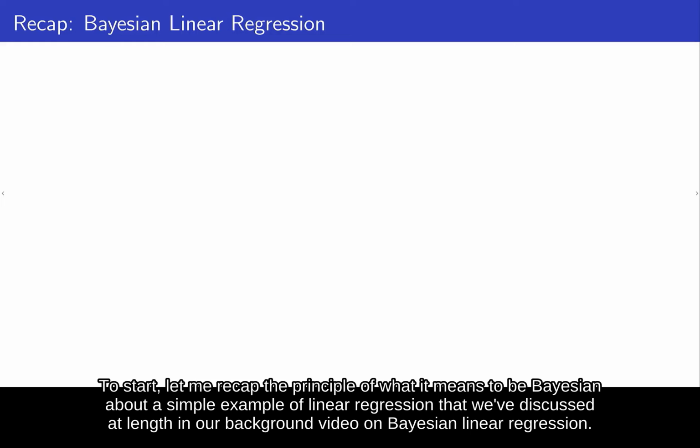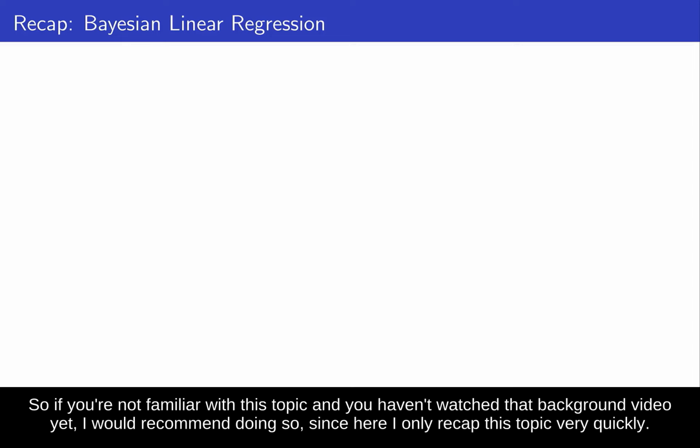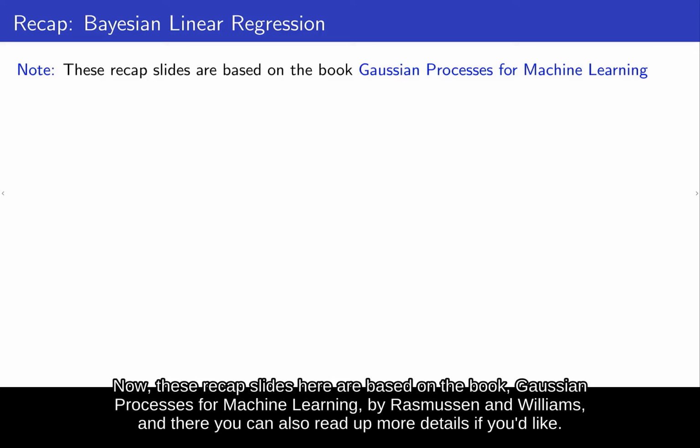To start, let me recap the principle of what it means to be Bayesian about a simple example of linear regression that we've discussed at length in our background video on Bayesian linear regression. So if you're not familiar with this topic and you haven't watched that background video yet, I would recommend doing so, since here I only recap this topic very quickly. Now, these recap slides here are based on the book Gaussian Processes for Machine Learning by Rasmussen and Williams, and there you can also read up more details if you'd like.